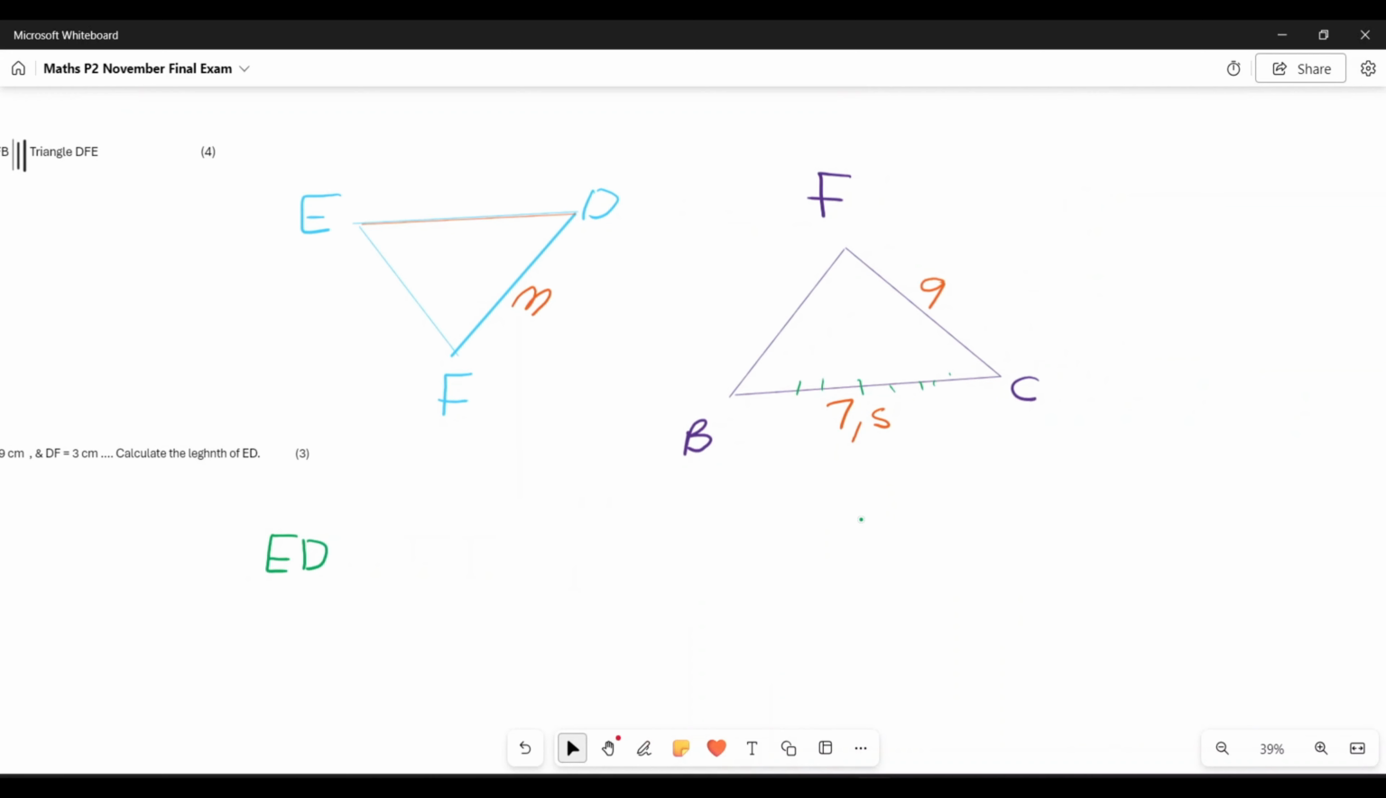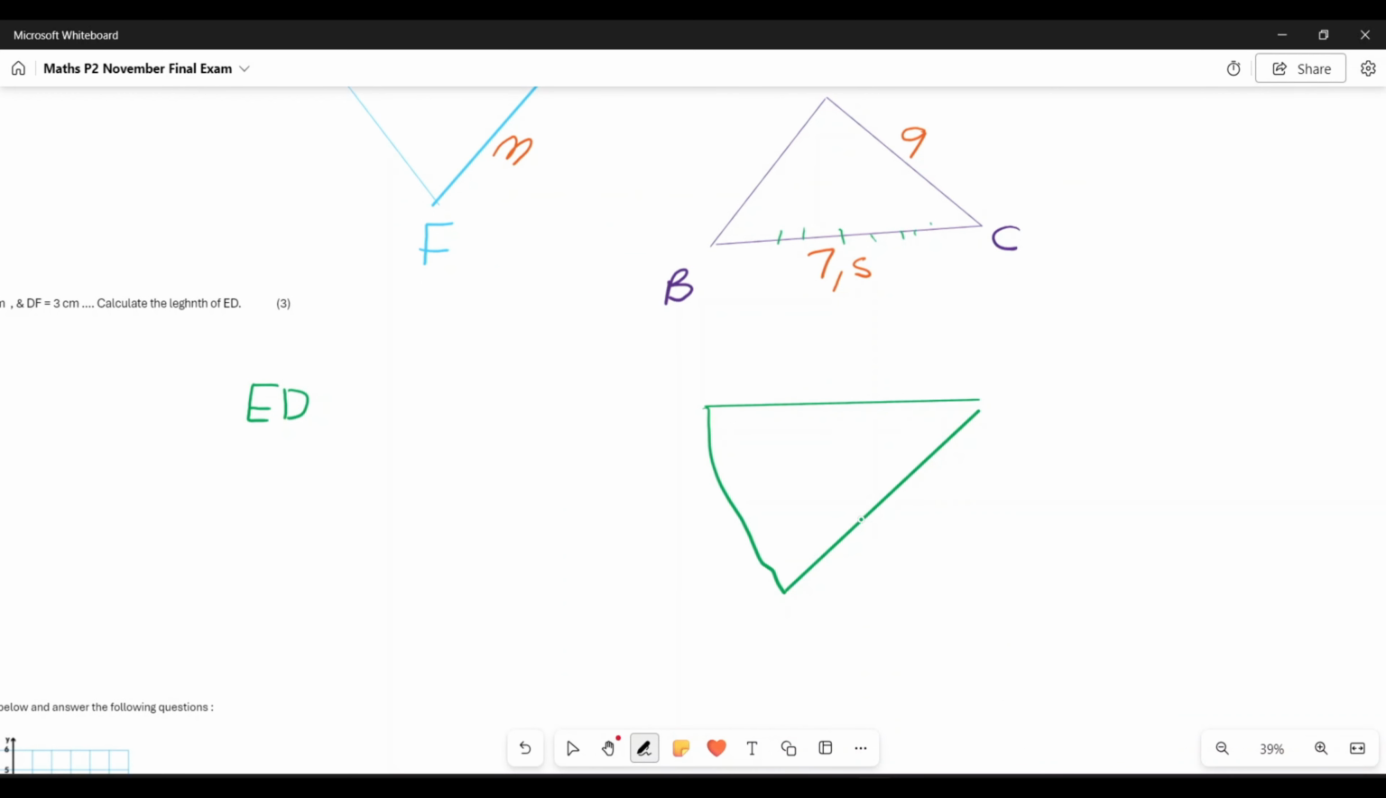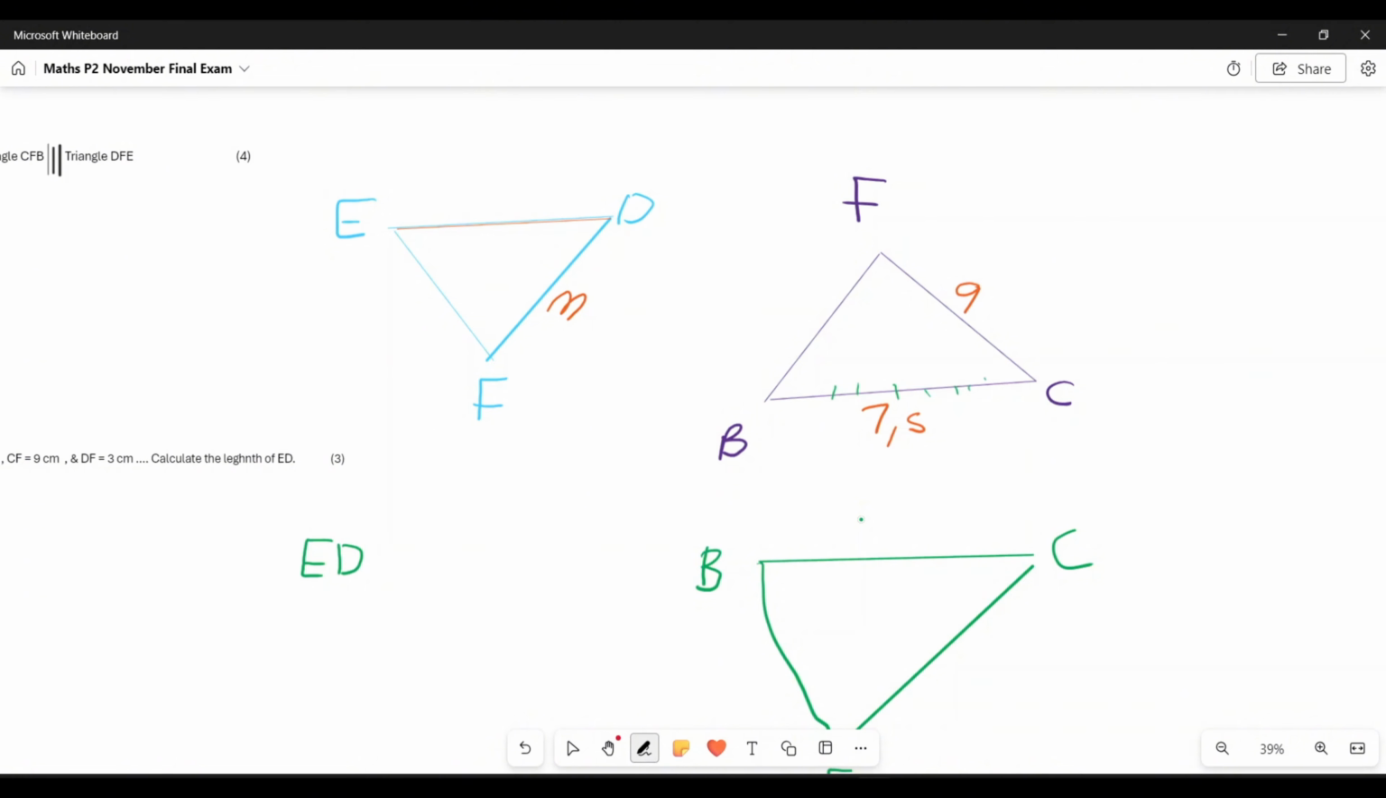Because if I were to flip this, let's say I want this big triangle to be in the same position as the small triangle in blue, if I were to flip it over, it would look like this. So let me just do that. Basically my F would be here and my B would still remain here, as well as my C. We're just flipping it over so that it is in the same position as this blue triangle.